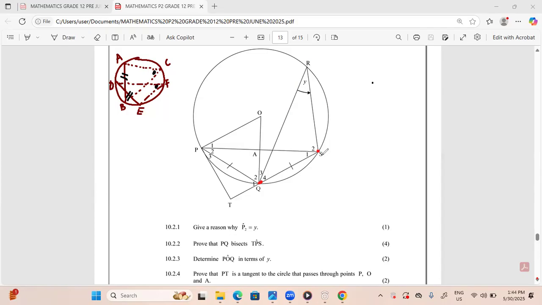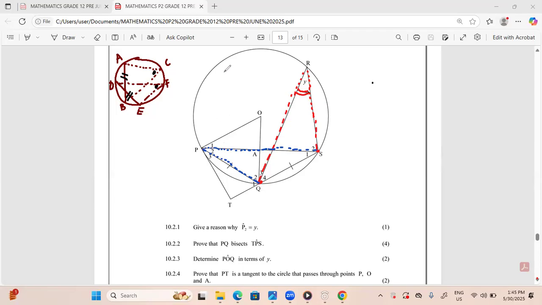Okay, so when we approach 10.2.1, we're going to talk about angles in the same segment, angles subtended by the same chord. What is subtended by the chord QS? Which angle is subtended by chord QS? You see that if you draw a line from Q and a line from S, you meet at R. So the angle R is subtended by the chord QS. And there is another angle which is subtended by the same chord QS. Which angle is that? It is the angle P. So if you draw a line from Q and a line from S, you see that the angle P is subtended by the chord QS.